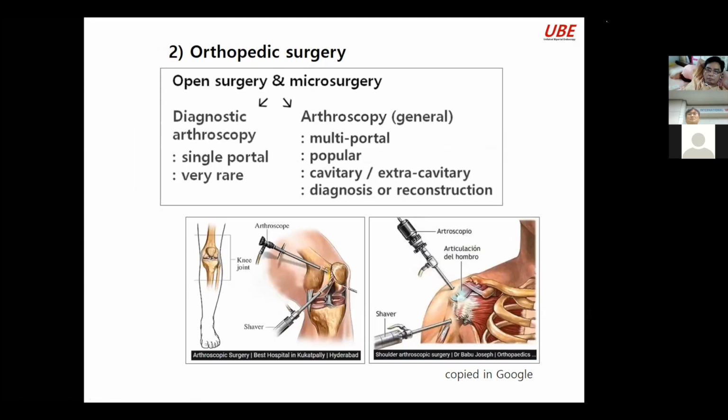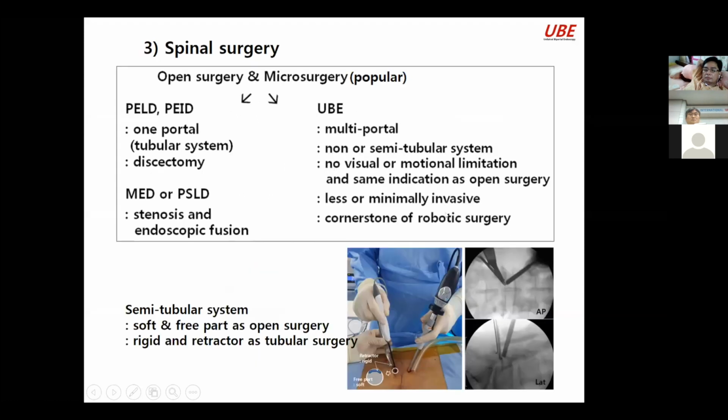Orthopedic surgery also has open and microsurgery. In the beginning stage of knee arthroscopy, it was first diagnostic arthroscopy with a single portal, but now general arthroscopy has a multiportal system. The most popular arthroscopy systems are cavitary and extracavitary. Diagnosis, and even reconstruction, is possible.